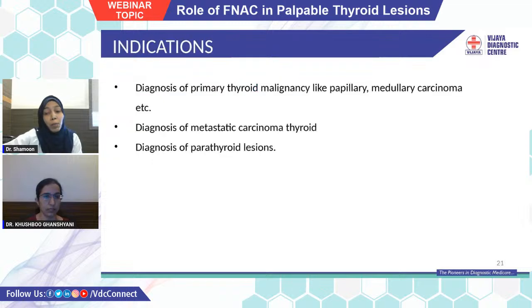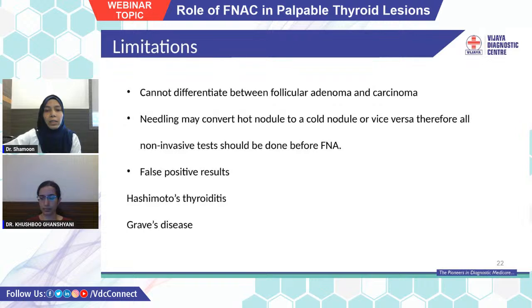And what are the indications for these ancillary tests? They include the diagnosis of primary thyroid malignancy like papillary or medullary carcinoma, or the diagnosis of a metastatic tumor in thyroid, or the diagnosis of parathyroid lesions. All these require ancillary techniques.